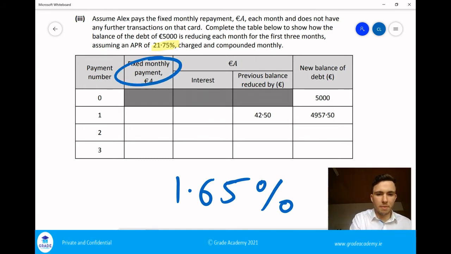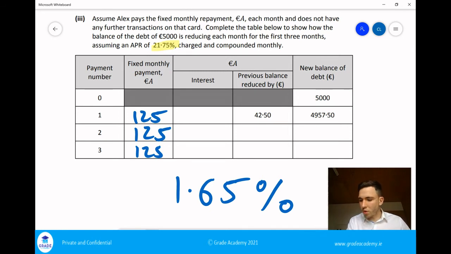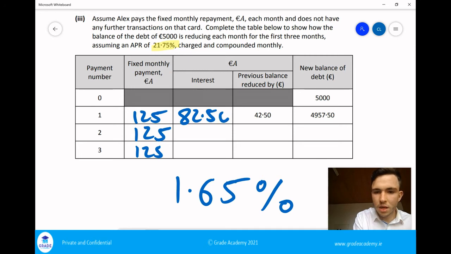So the fixed monthly repayments. He's paying off €125 each month, isn't he? I actually don't need to put in the euro sign, that's already there for me. So we figured out in part I, he's paying off 125 each month. So the interest, right? We need to figure out 1.65% of our previous balance. So 1.65% of €5,000 is going to be 82.50. Throw that in your calculator and you get 82.50.